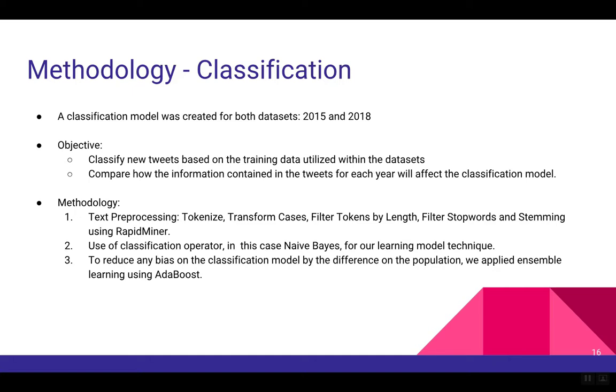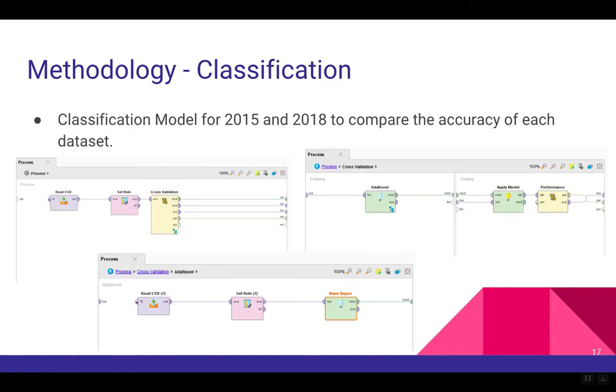For that, we first did some text preprocessing using tokenize, transform cases, filter tokens by length, filter stopwords, and stemming through RapidMiner. Then we used the classification operator, in this case naive Bayes, for our learning model technique. We tested several classification operators, but naive Bayes gave us better results. Finally, we reduced any bias of this classification model due to the difference in population from 2015 to 2018, and we applied ensemble learning using AdaBoost. Here is a screen of the classification model, which is the same for both the 2015 and 2018 datasets.